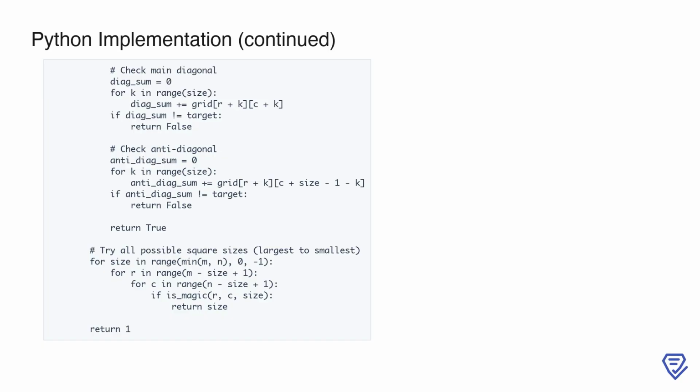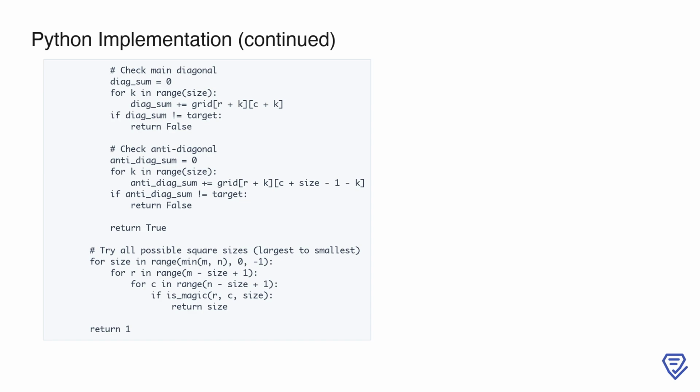Similarly, for the anti-diagonal, we initialize an anti_diag_sum variable and iterate through the elements by incrementing the row index while decrementing the column index. The sum of these elements is computed, and if it doesn't match the target, the function again returns false. If all checks pass, the function finally returns true, confirming that the subgrid is a magic square.